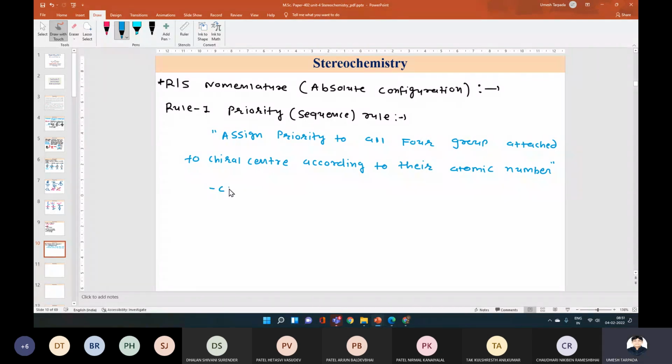Suppose you have a Cl and Br atom. So which group gets priority 1? Br comes first, Cl is the second one. Suppose you are having H and Cl, then Cl gets number 1 and H gets number 2. So this is called the priority rule.